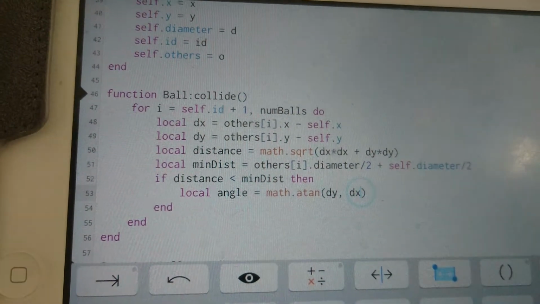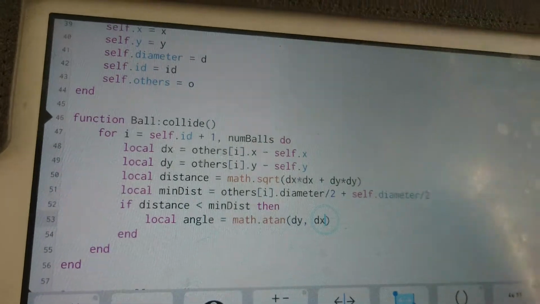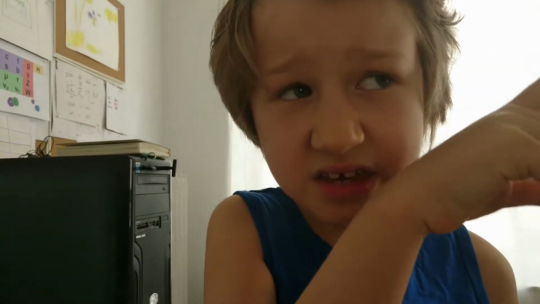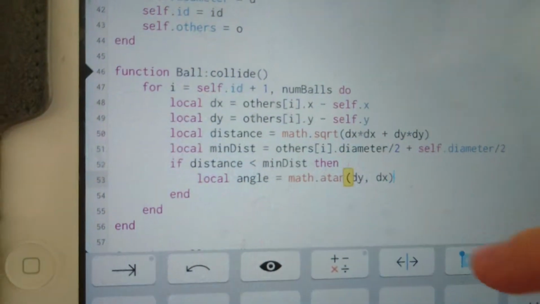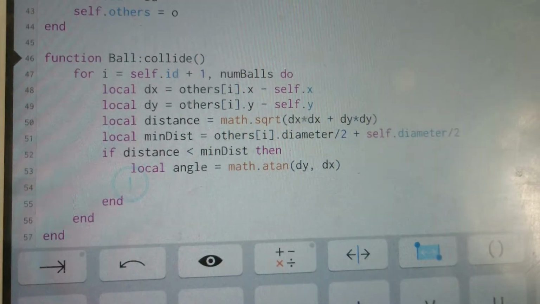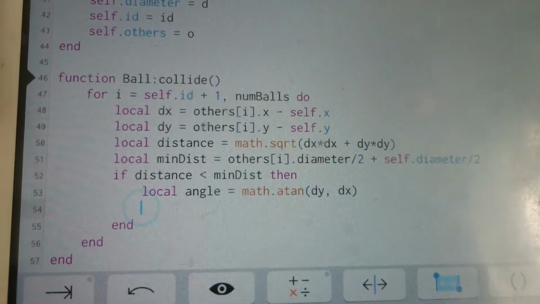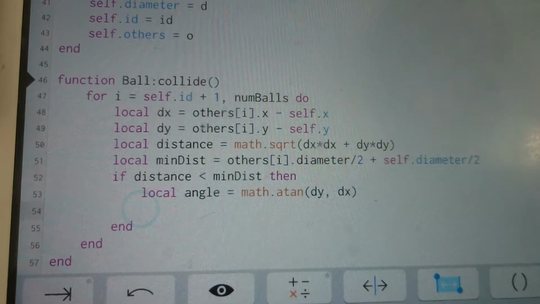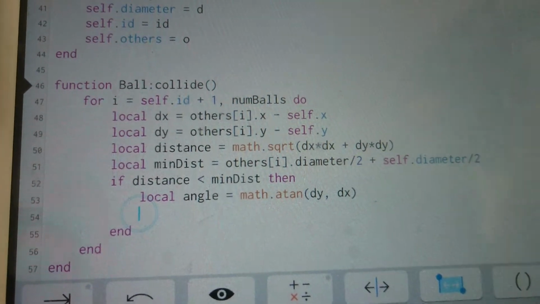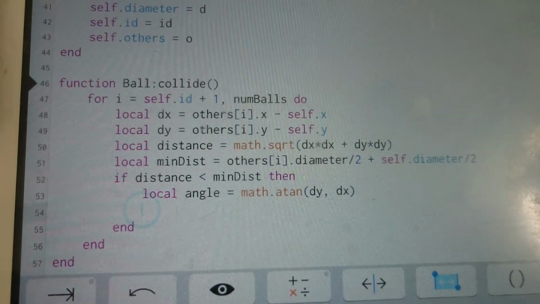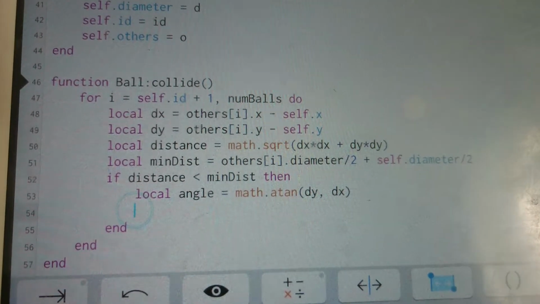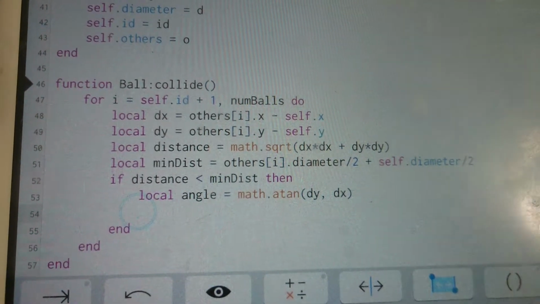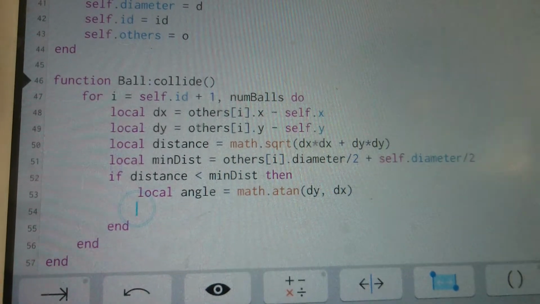This is actually the first time I'm using arctangent, not counting the circle collision example, where I'll also use that. I want to calculate their angle, and notice y is first and x is last, because it's arctangent of dy divided by dx, and not dx divided by dy. That's calculating the angle.